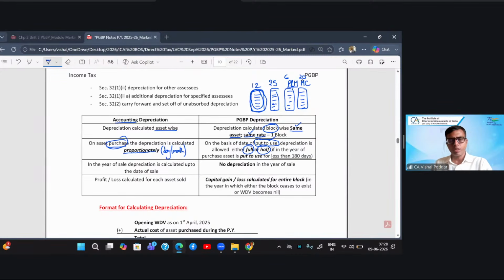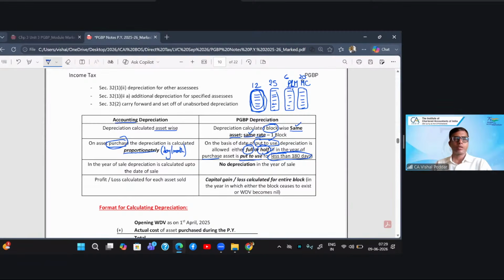Simple. In the year of purchase, if the asset is put to use in the same year, you will either take full depreciation. Let us say the asset depreciation rate is 15. So you'll take the full 15%, or you will take half, that is 7.5%. Now you'll say, sir, how will I decide whether I have to take full or half? So for this, the rule is, if in the year of purchase, the asset is put to use for less than 180 days, you will take half depreciation.